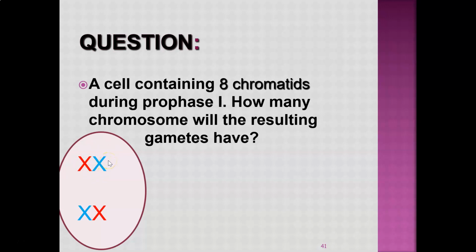So let's think about this cell before it went through interphase, before it replicated its DNA. How many chromosomes did it have? It had 4 chromosomes, right? And then it copied them, leaving you with 8 chromatids. So if we started with 4 chromosomes and we undergo meiosis, how many chromosomes is each gamete going to have at the end? It's going to have half of that number. It's going to have 2.